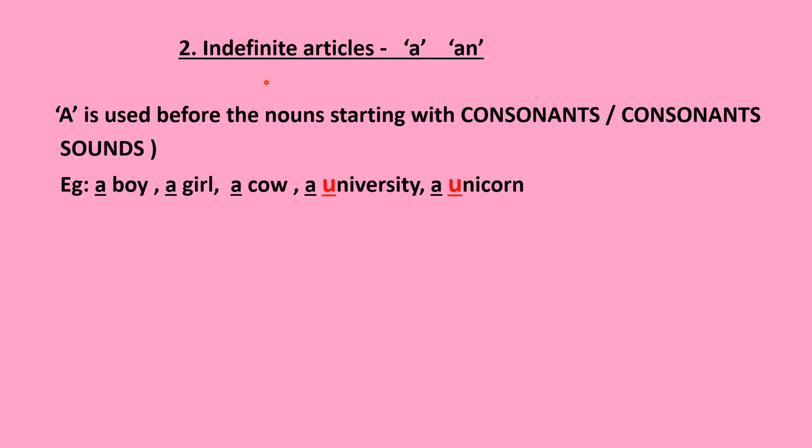Now comes the second type of determiners, the indefinite articles a and an. A is used before the noun starting with consonants or consonant sounds. Example, a boy, a girl, a cow, a university, a unicorn. If you see here, this U is actually a vowel, but it is not giving a vowel sound. The sound is not uh, it is giving ya. Ya is a consonant sound. So when even vowels are giving consonant sounds, it will take a. So this is an exception you have to remember, students.